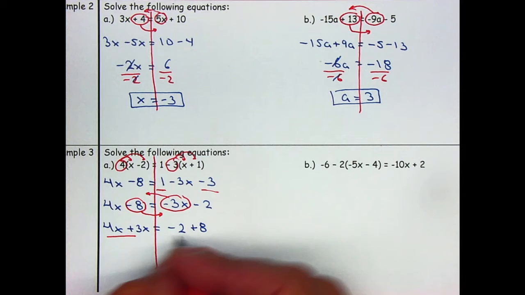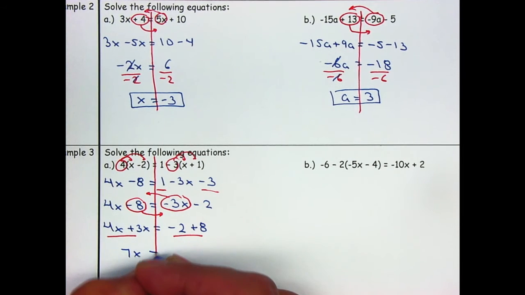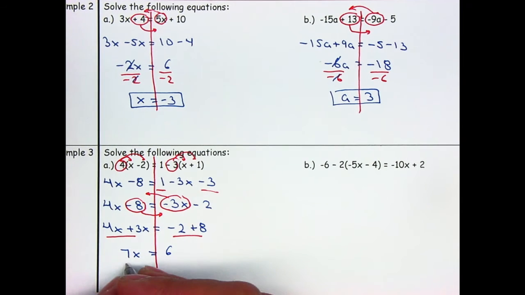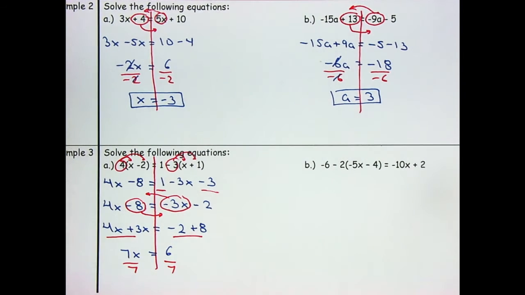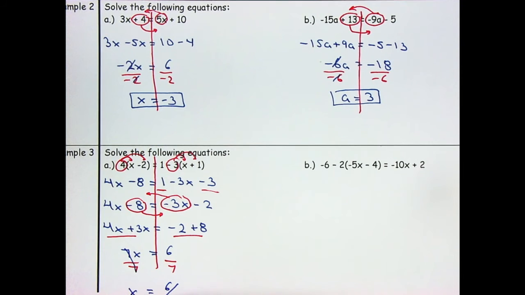Combine like terms. That will give me 7x is equal to 6. Our last step is to divide by 7. Divide by 7. That will cancel. 6 divided by 7 cannot be simplified, so my answer is just 6 divided by 7, or 6 sevenths.